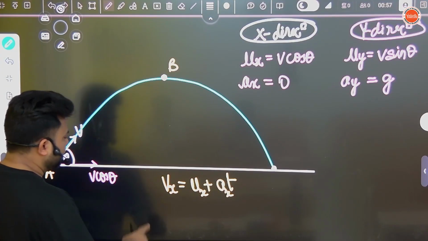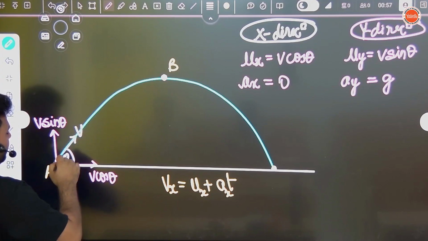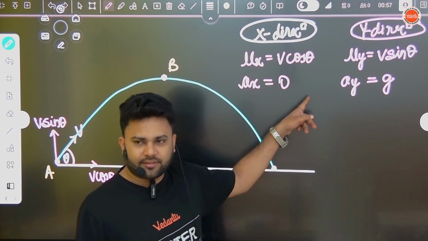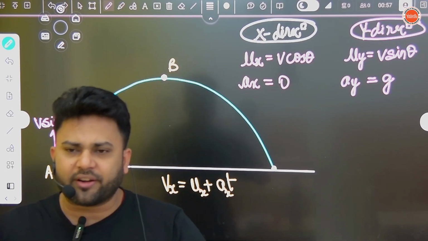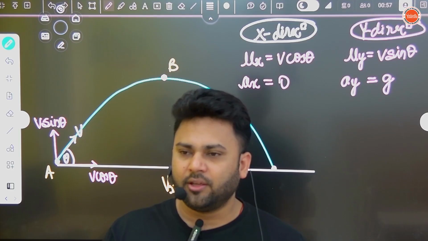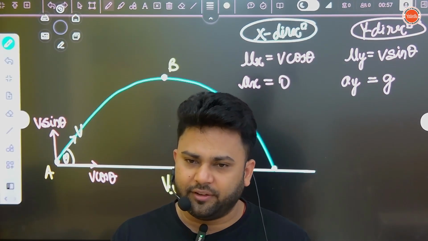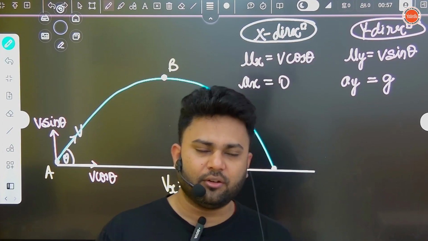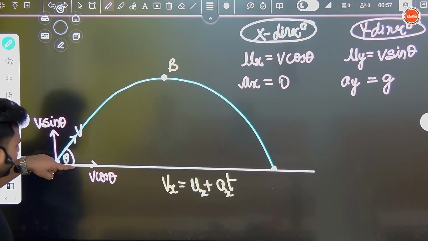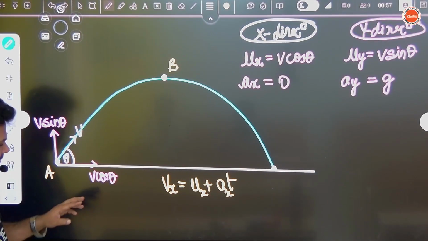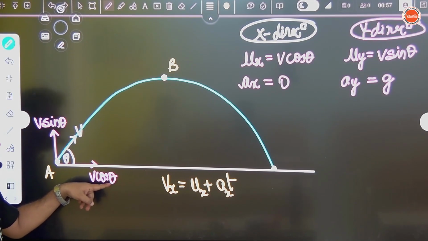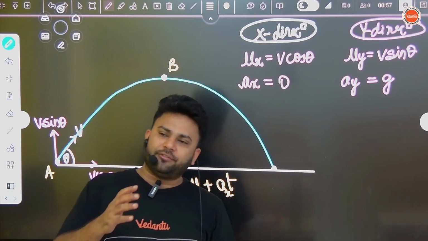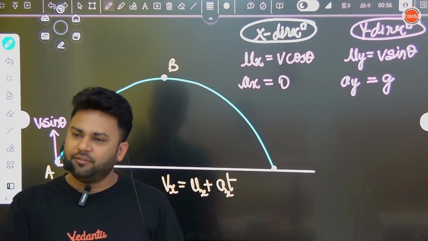Now, what is the final velocity? See, the object is moving like this. There is no acceleration in x direction. If there is no acceleration, think like you are riding a bicycle or bike: your velocity will remain constant. This is the meaning of no acceleration, velocity will remain constant. So in x direction, initial velocity was v cos theta, and acceleration is 0.